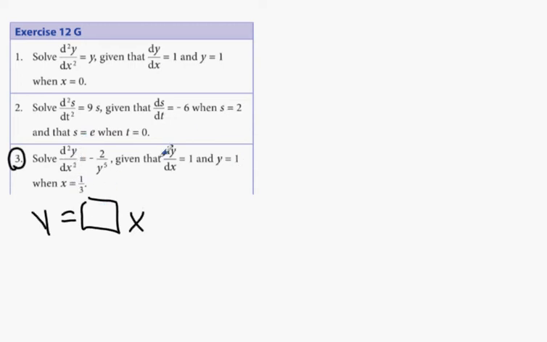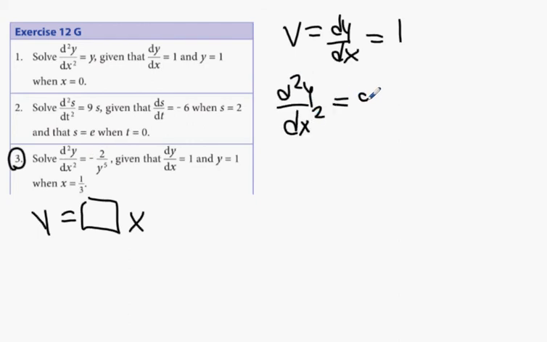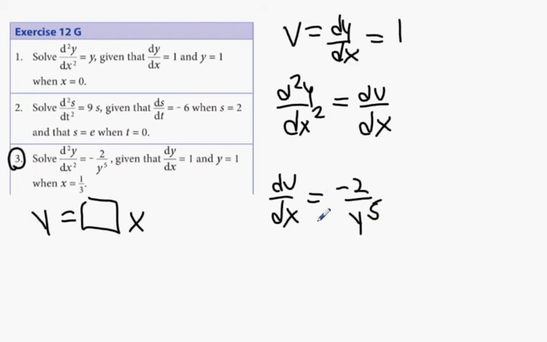Okay. Next thing, I look at one of the limits. The differentiable one is phi equals dy dx, and that equals 1. So phi equals 1. We then set up the second derivative. So d2y dx squared is dv dx. Is that okay? Now, dv dx equals minus 2 over y to the power 5. We have a problem here. The problem is that it's a dv dx integral, but yet I have my equation in terms of y.